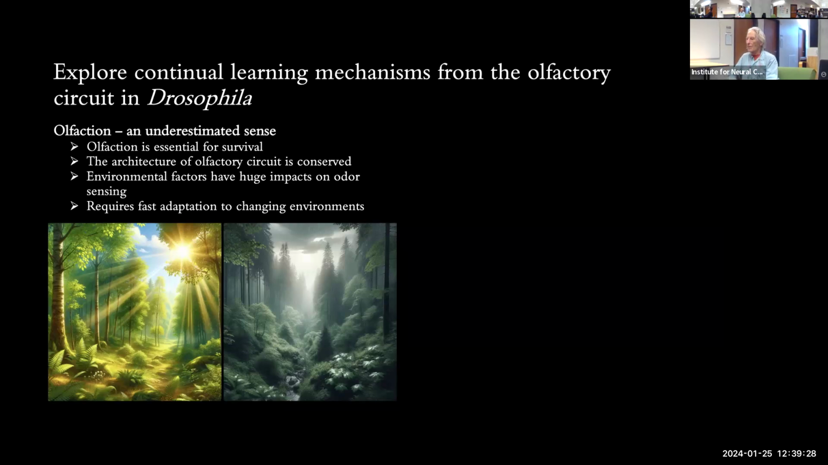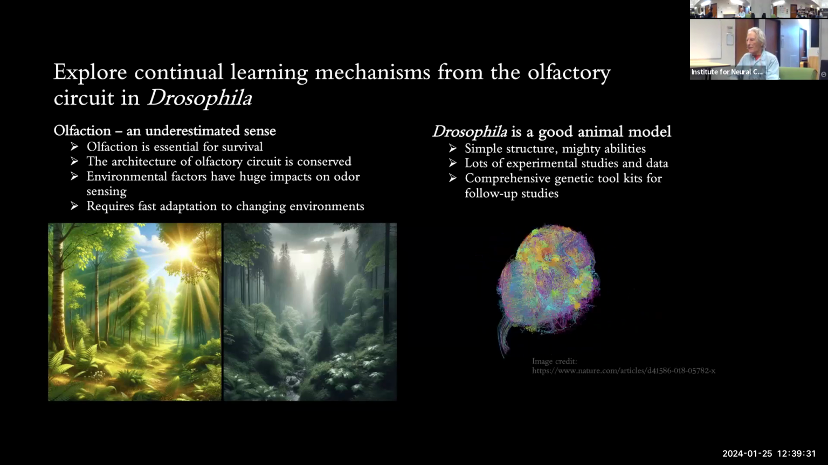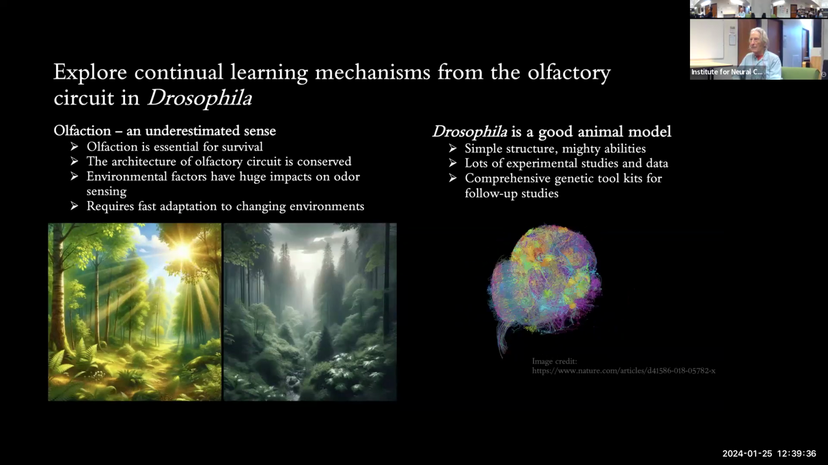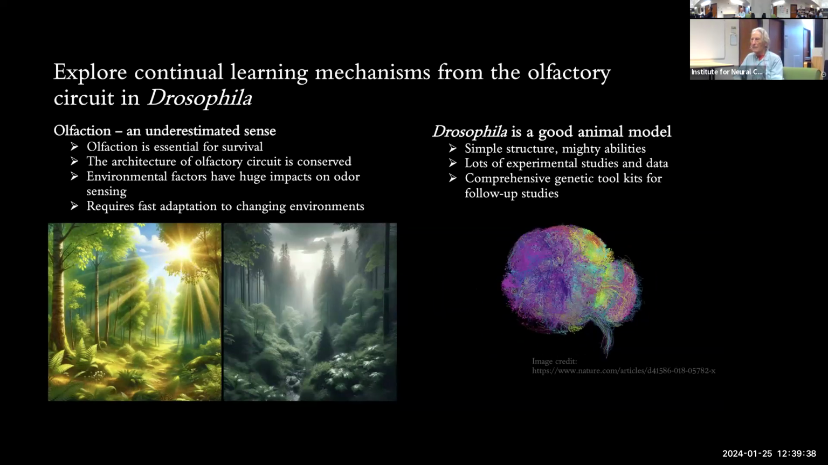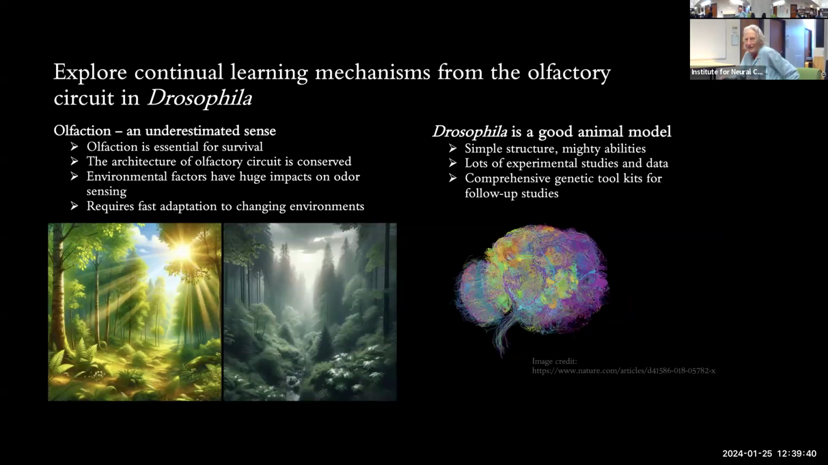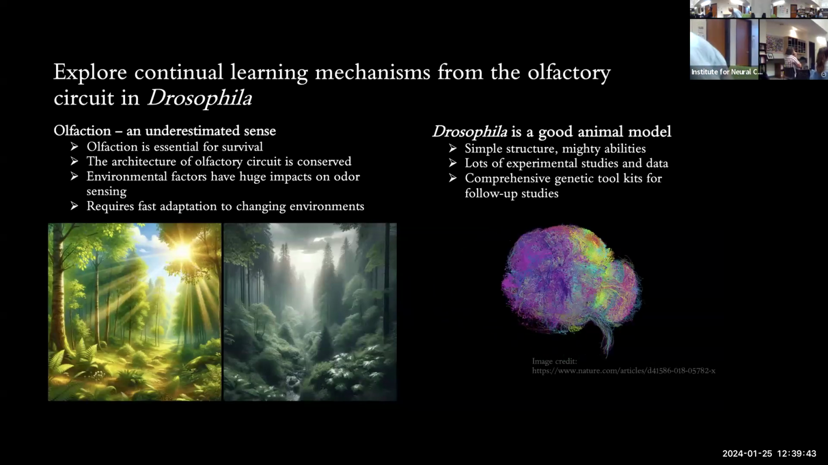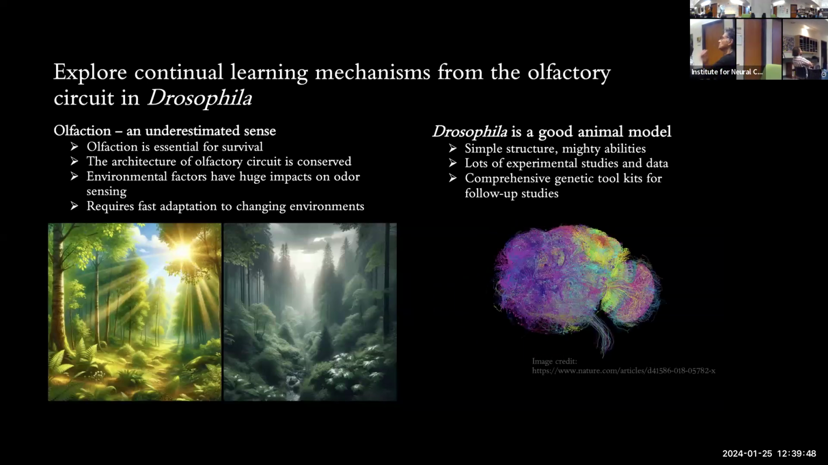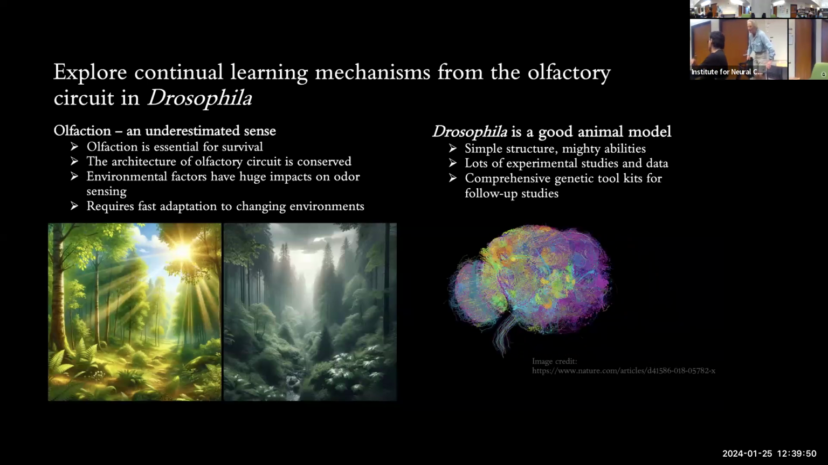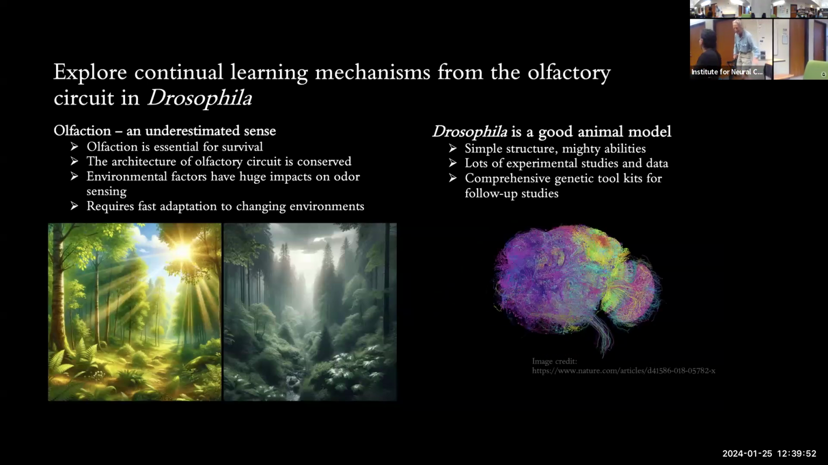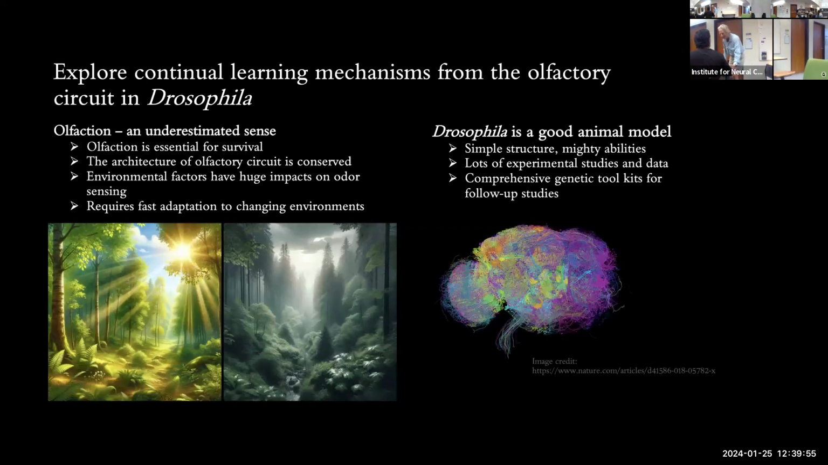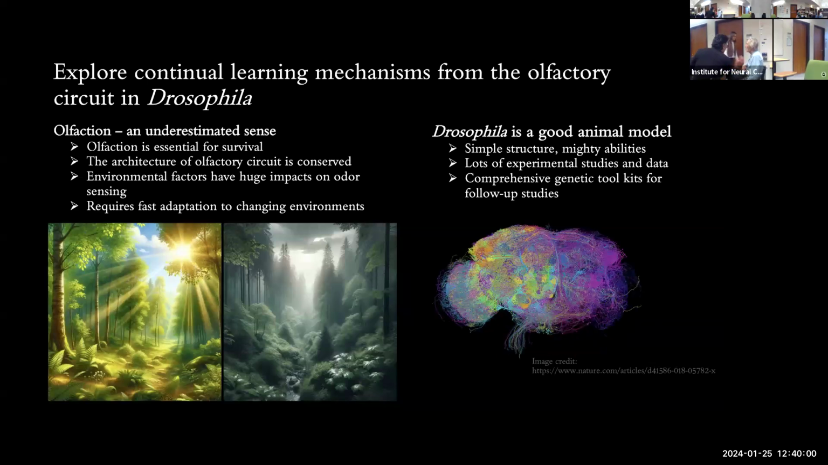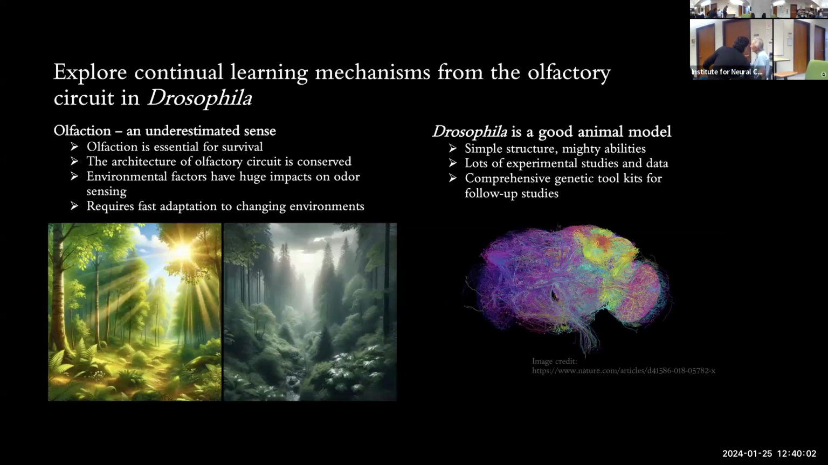And then why Drosophila? Drosophila is a very good animal model. It's very simple and yet it is able to perform many complicated tasks. And also there are lots of experimental data and studies, so there is a lot of data to build computational models. And what's more, there are comprehensive genetic toolkits. So if you find something in the computational world, you can have follow-up studies for experiments.